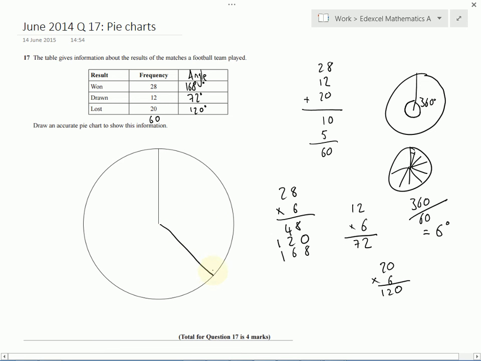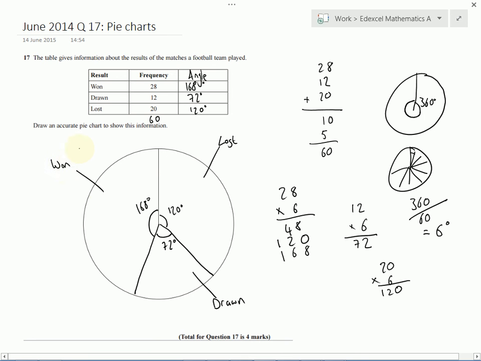So you would measure from this line, using your protractor, 120 degrees, and you must label it. So this is the number of times that the football team has lost. Then you do the same from this new line. You'd measure around 72 degrees, which is just less than a right angle, so I'm guessing about that. But you'd have to do it accurately, and we'll label that as the number of times that the football team has drawn. And then hopefully, if you measure this, it should be 168 degrees, and then you'd label this as the number of times that the football team has won.